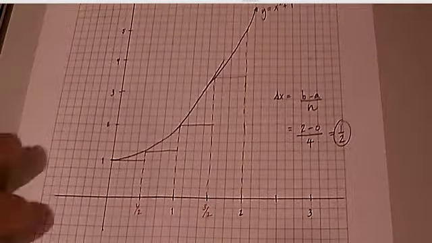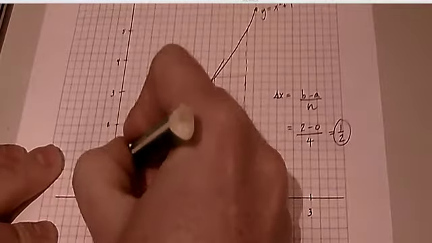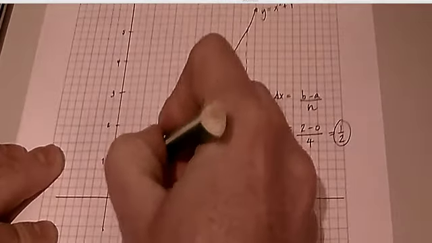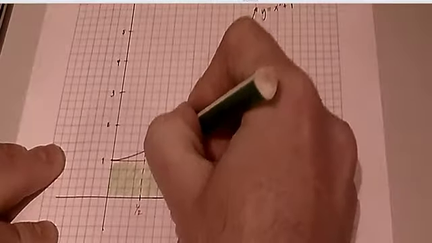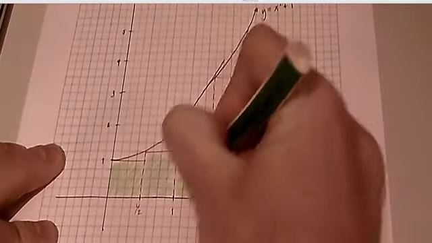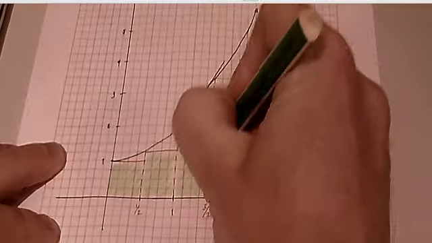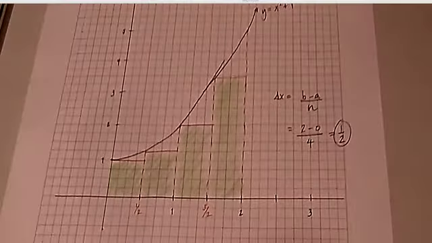Okay? And again, because this is increasing, a left-hand Riemann sum is going to give us an underestimate. That just kind of makes sense, right? Because from left to right, it goes up. Yeah, that should, again, make intuitive sense.